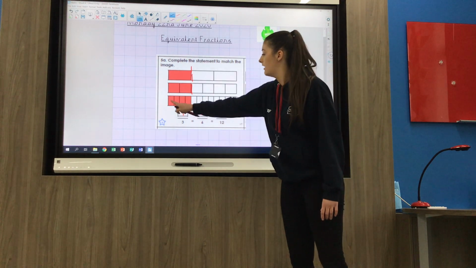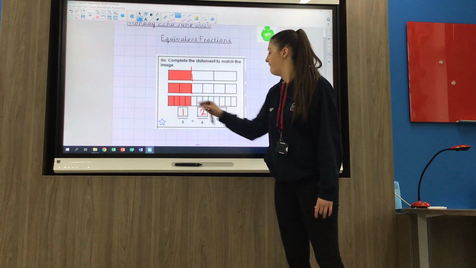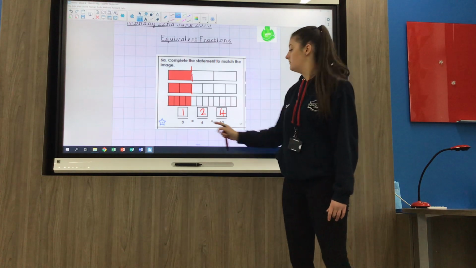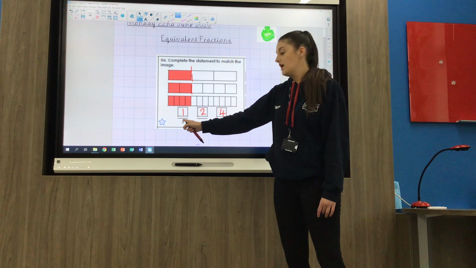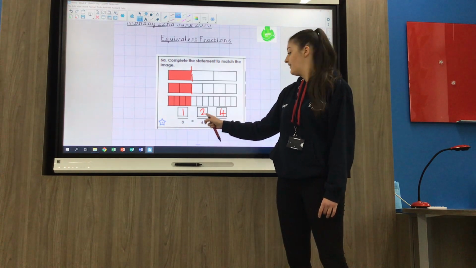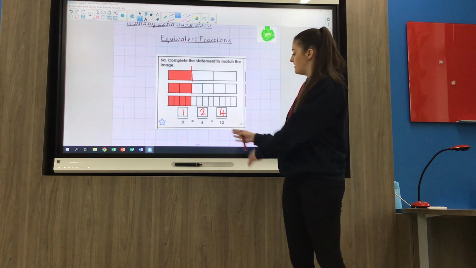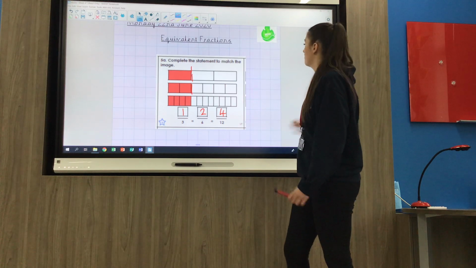On my bottom one, I've got 12 equal parts here, and I've got 1, 2, 3, 4 of those. Now if you have a look at my denominators, I've got a bit of a pattern here. If I double 3, I get 6, and if I double 6, I get 12. So maybe have a think about what would be the next fraction in my sequence, the next equivalent fraction.